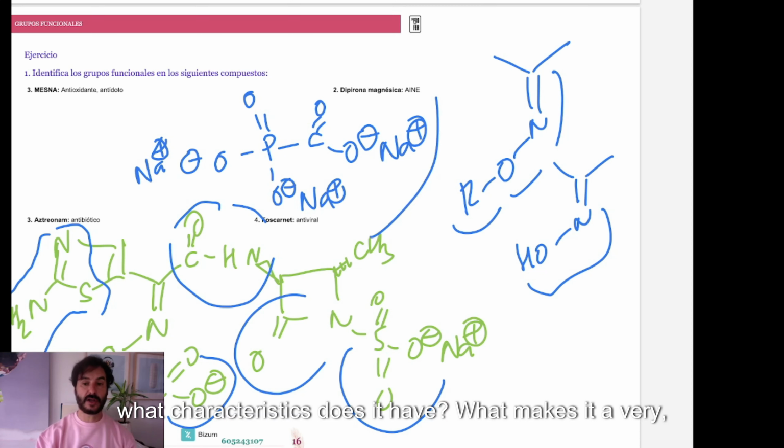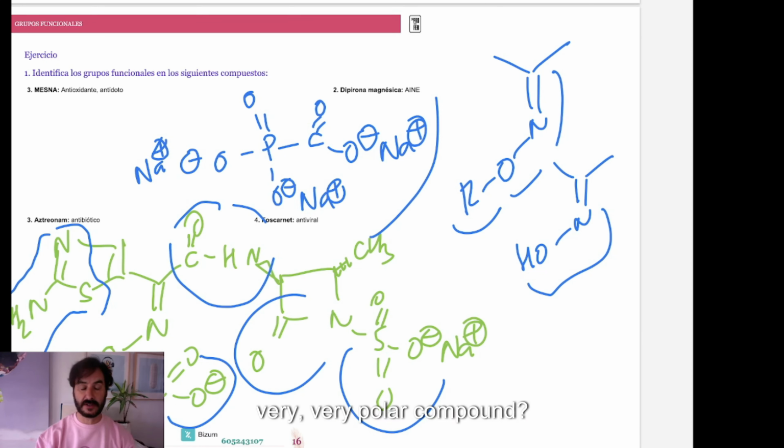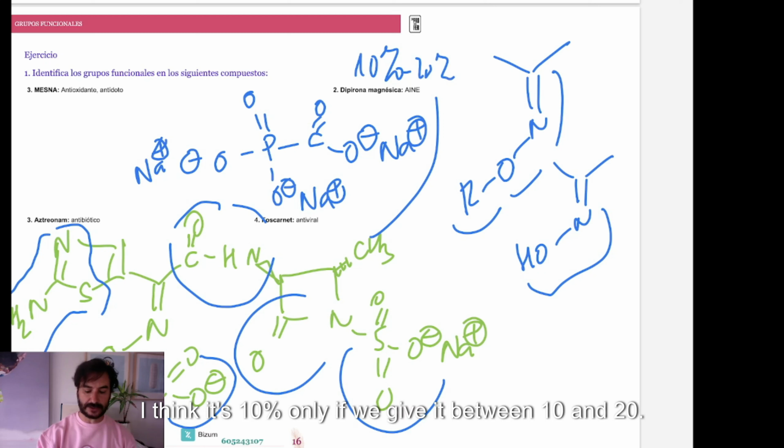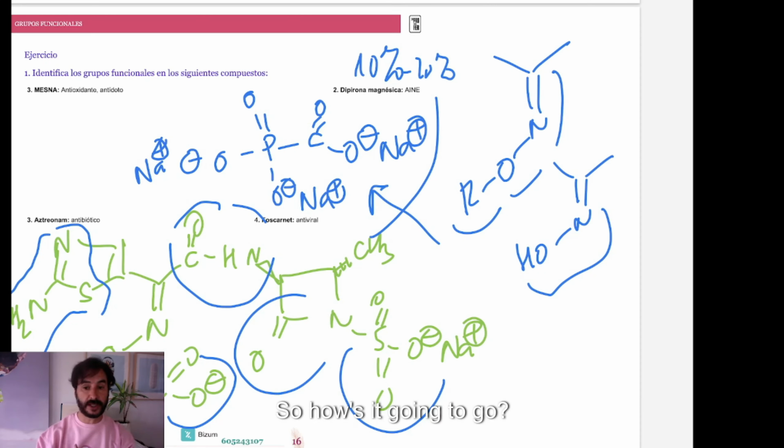What characteristics does it have? What makes it a very, very polar compound, a very hydrophilic compound? And obviously orally, it will have little absorption. I think it's 10% only, if we give it between 10 and 20. So how's it going to go?